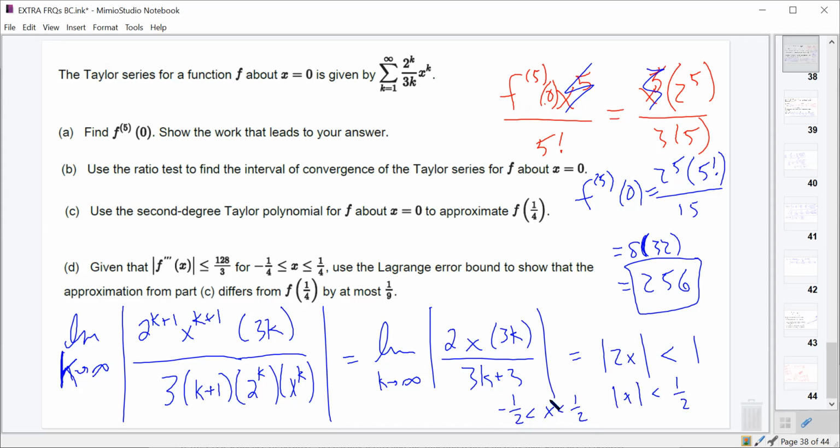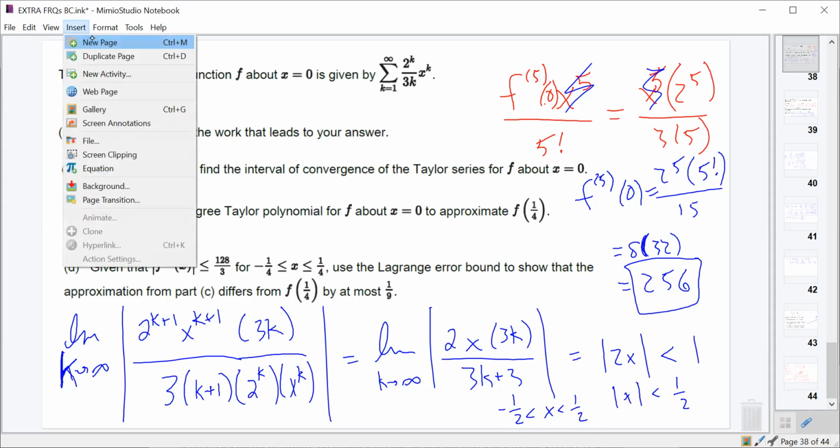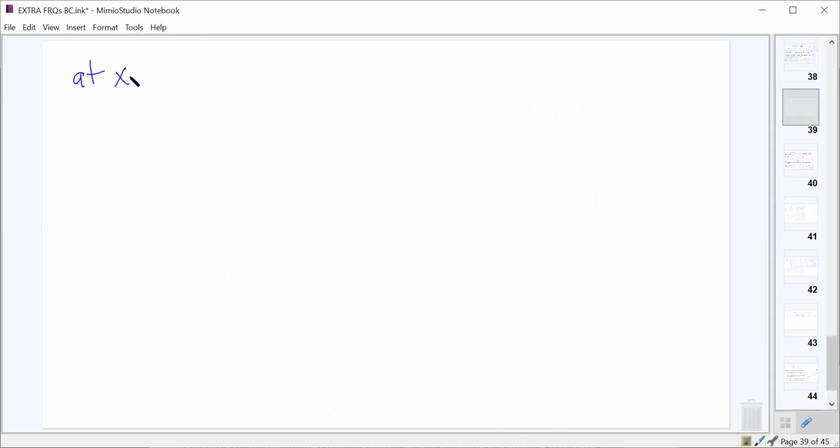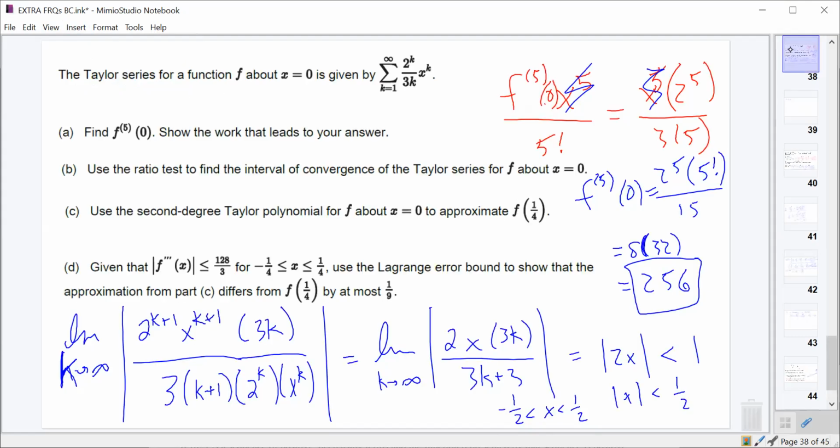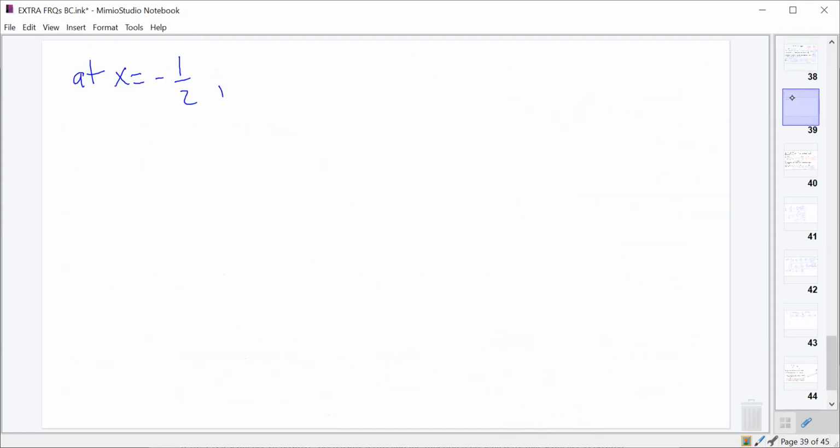It doesn't specifically talk about showing when it has absolute convergence and conditional convergence and all of that. So we don't have to worry about those. We just need to worry about if it converges at a half and at negative a half. So at x equals, we'll start with negative a half, I guess. At x equals negative a half, this series begins to look like, well, the series is k equals 1 to infinity of 2 to the k over 3k times negative 1/2 to the k.